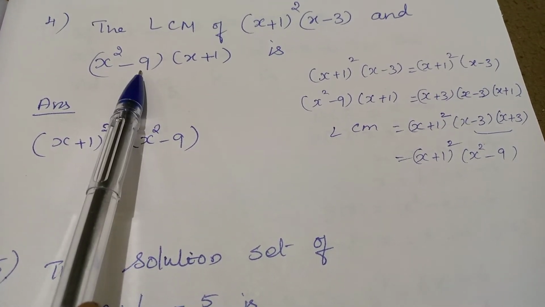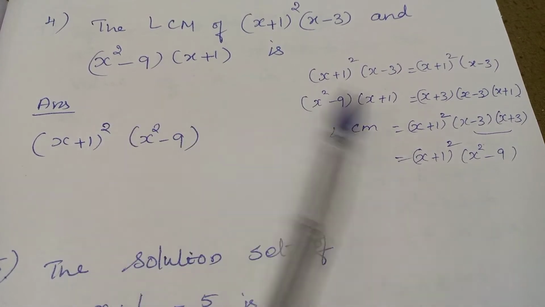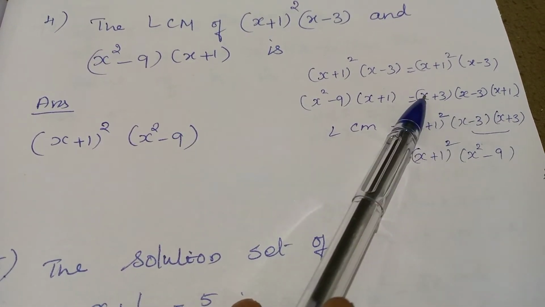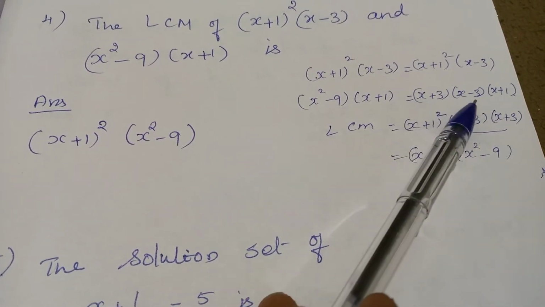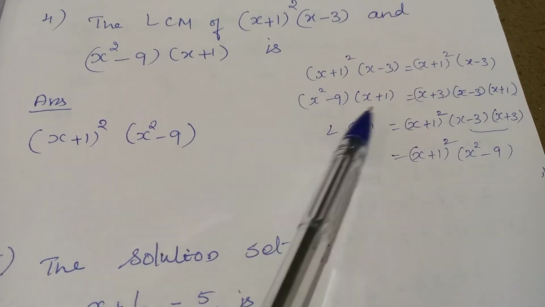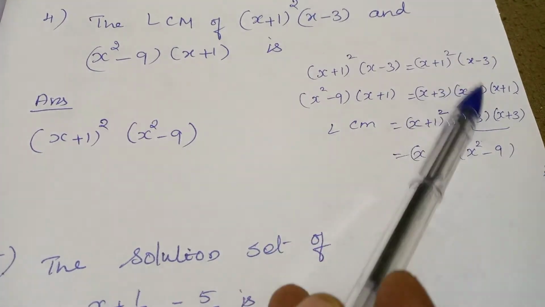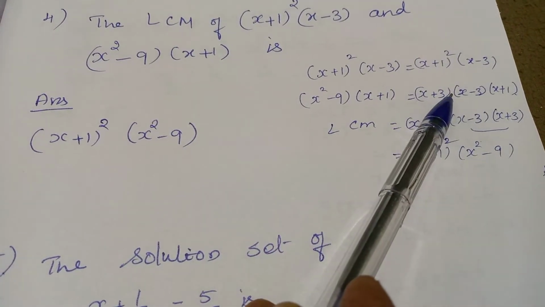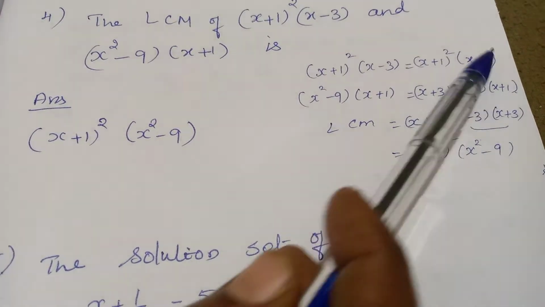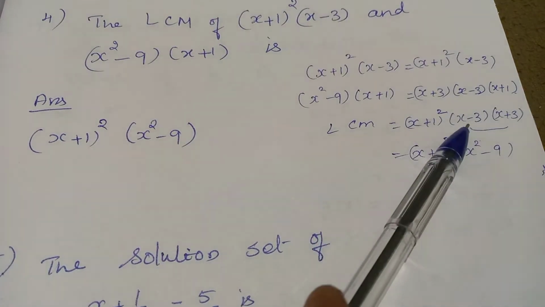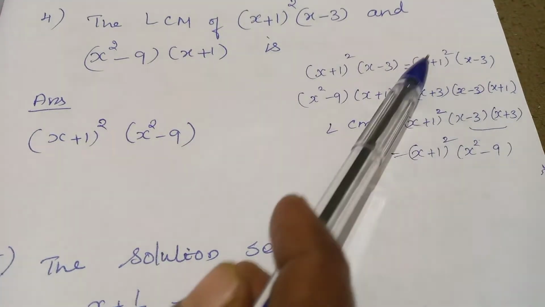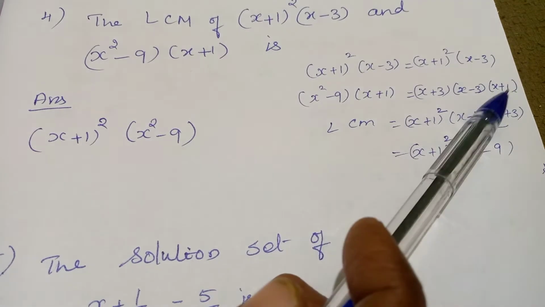Okay, what is x square minus 3 square? x minus 3 into x plus 3, or x plus 3 into x minus 3. This is the first term. The second term as it is, x plus 1. Now we need to compare both expressions and find the common terms. So x minus 3 is the only common term, and x plus 1 the whole square.